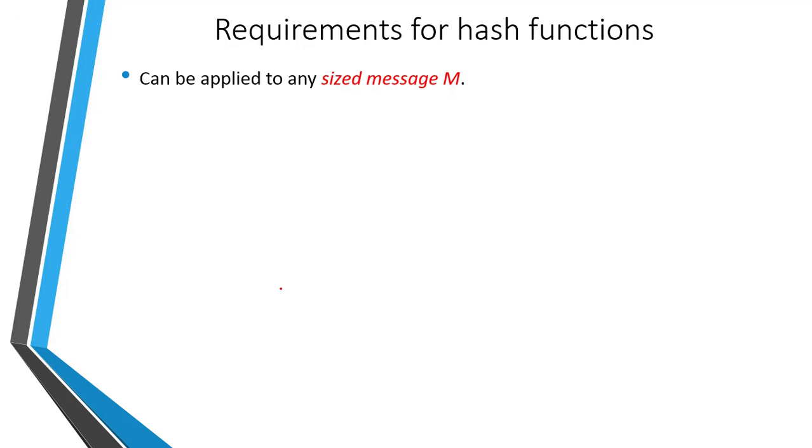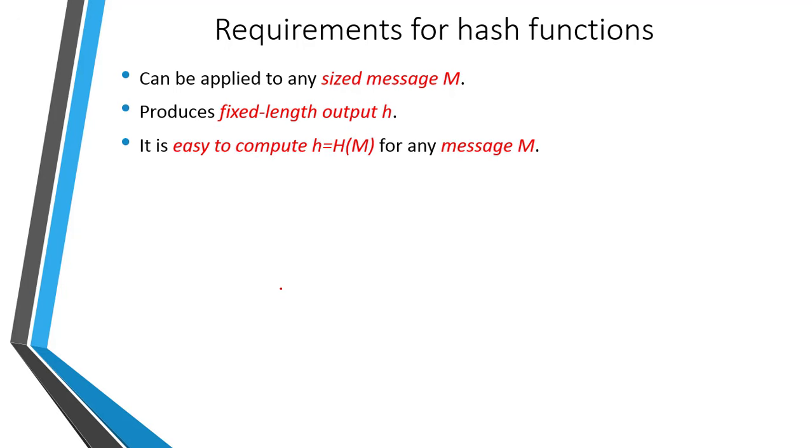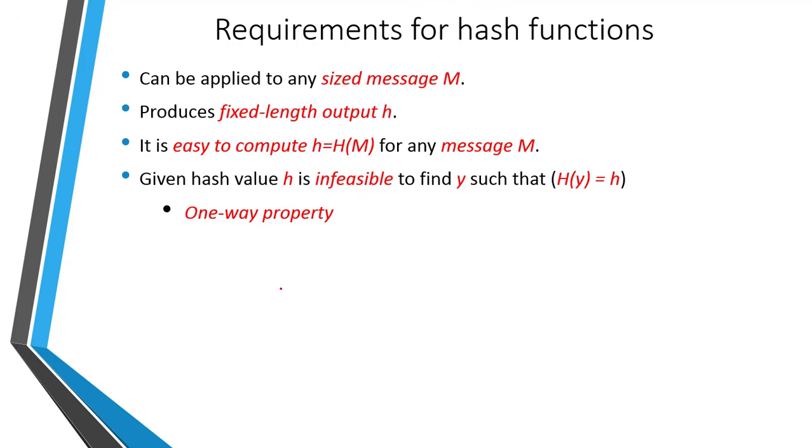A hash function can be applied to any size message m. It should produce a fixed length output h, and it is easy to compute h equal to H of m for any message m. Given a hash value h, it is infeasible to find y such that H of y equals h. That is the one-way property of the hash function.